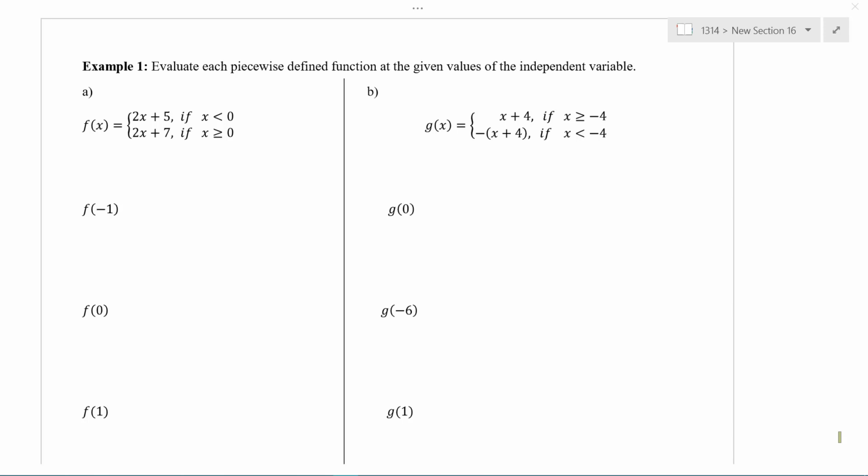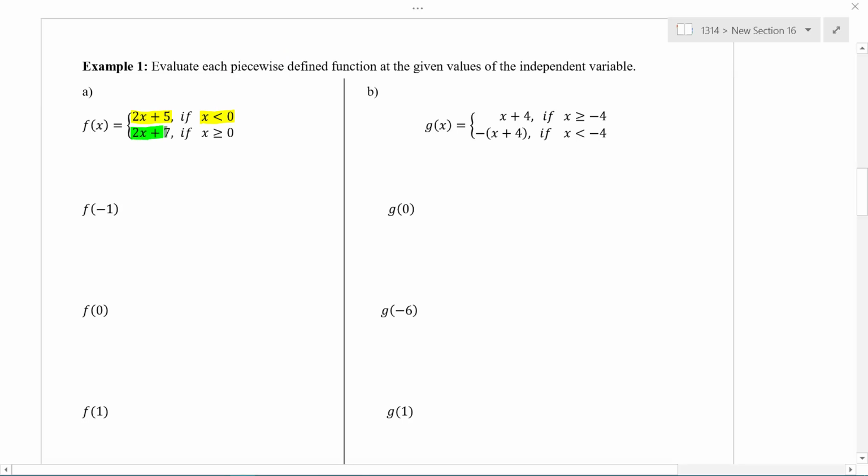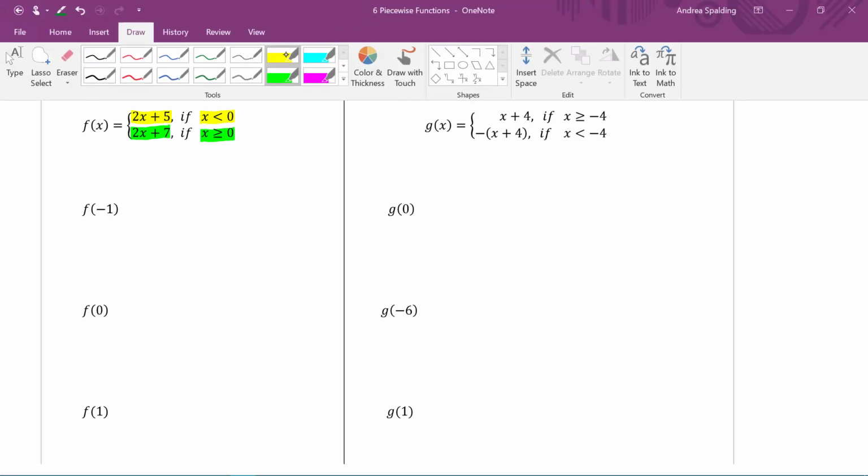Here we have f of x is equal to 2x plus 5 if x is less than 0, and then we have 2x plus 7 if x is greater than or equal to 0. So once again, we have two lanes to choose from. So the top equation, 2x plus 5, is only used if x is less than 0. So we think about the number of items in our cart, what's going in, to decide what lane we're going to go in. The second equation, the 2x plus 7, is only used if x is greater than or equal to 0.